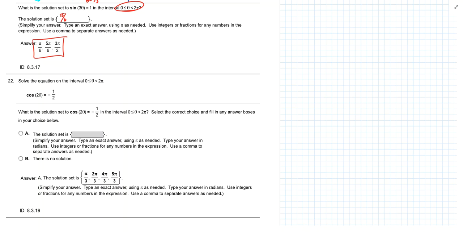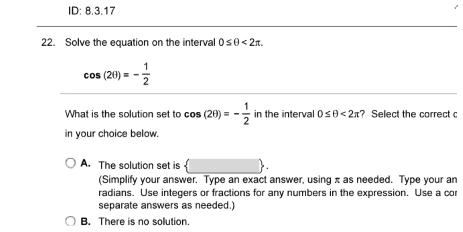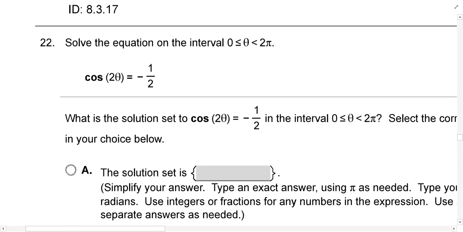Okay, we're going to pick up in this video with problem number 22 from our practice test on Math Excel. Here again, we're dealing with an angle measure that's got a multiple on the inside of our grouping symbol. So when looking for the solutions, we should be prepared to go around the unit circle, in this case, 2 times. So let's think about this.